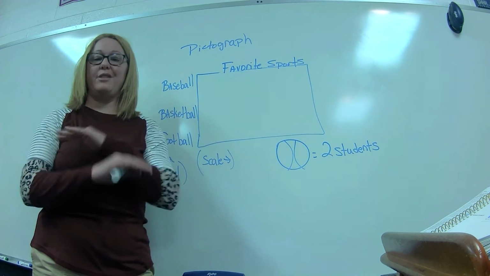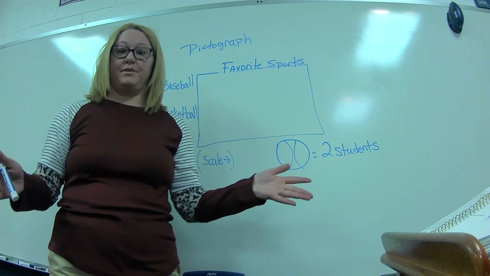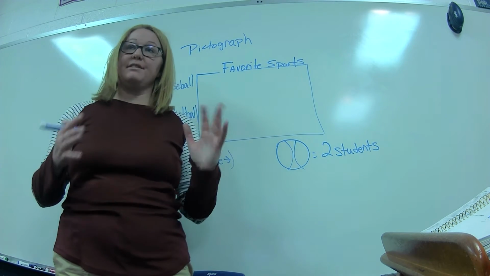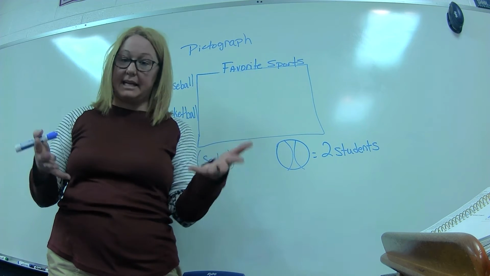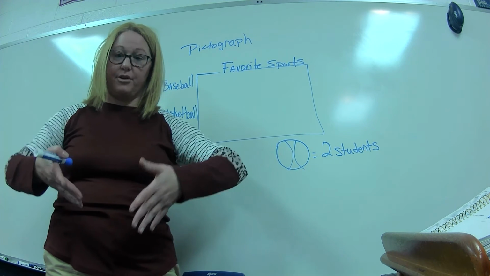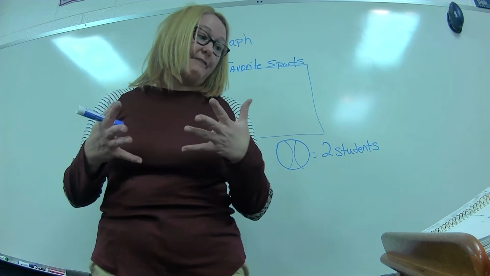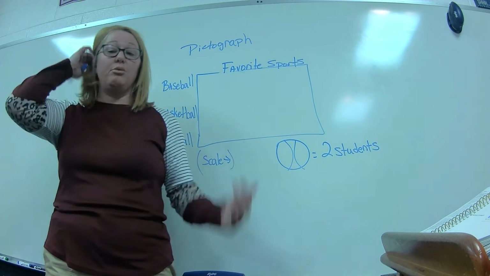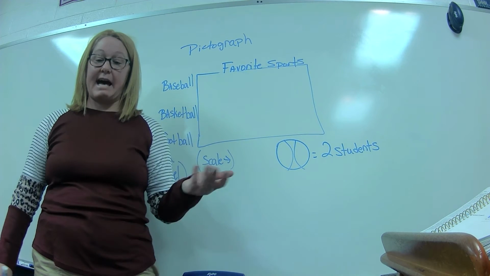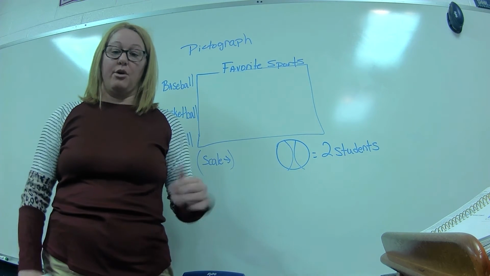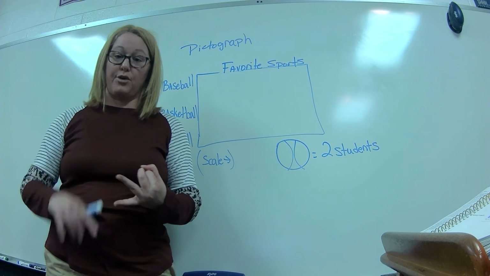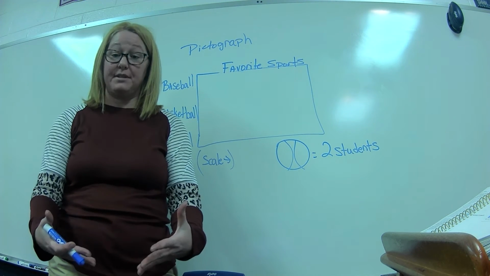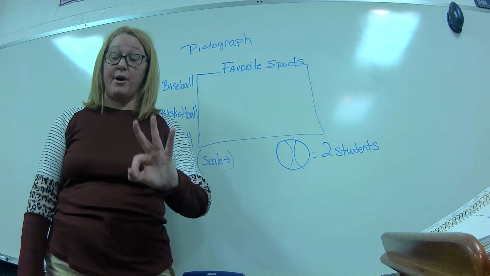Okay, let's run through some graphs. Let's start with a pictograph. A graph is data information that has been collected and compiled together. So a pictograph is a graph that uses pictures to represent the data that is collected. Whether it's a pictograph, bar graph, or line graph, all graphs will have three parts.